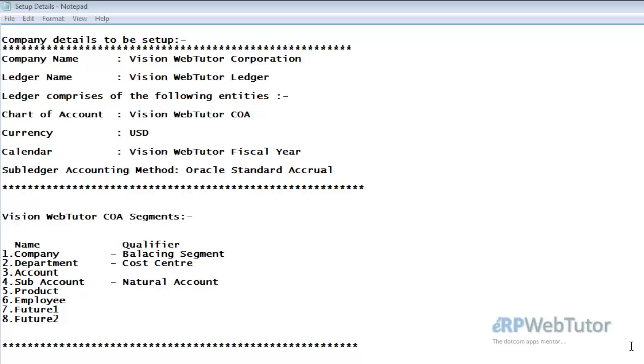Okay, now the ledger Vision Web Tutor ledger which we are going to create in this training will comprise of these four entities, namely the name of the chart of account will be Vision Web Tutor COA, the name of the functional currency in which the day-to-day transaction of this company will happen will be USD or US dollar. The calendar will be a fiscal calendar of US, and the name of the calendar will be Vision Web Tutor fiscal year. Right, and the subledger accounting method will be a seeded subledger accounting method of EBS called as Oracle Standard Accrual.